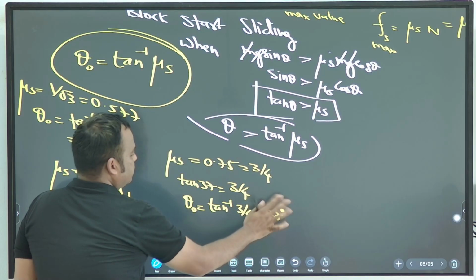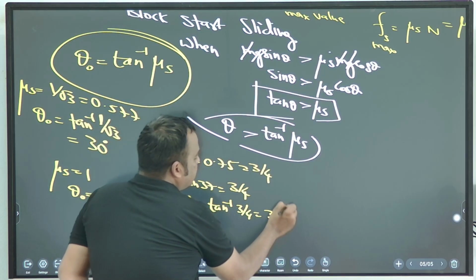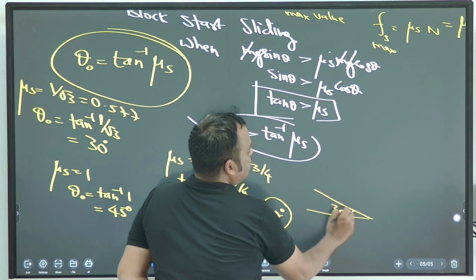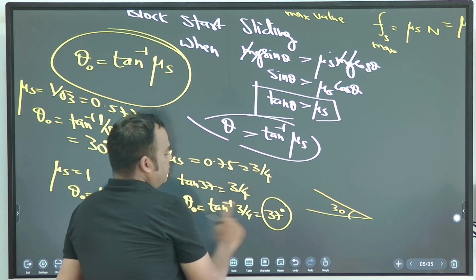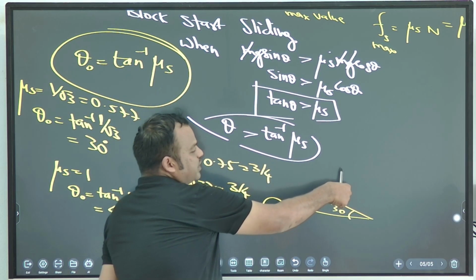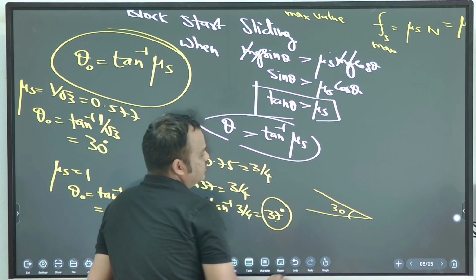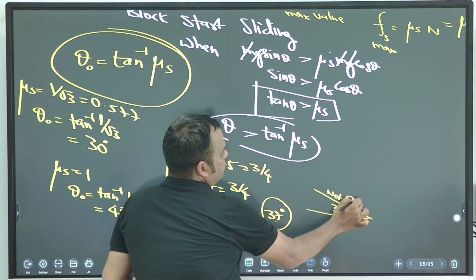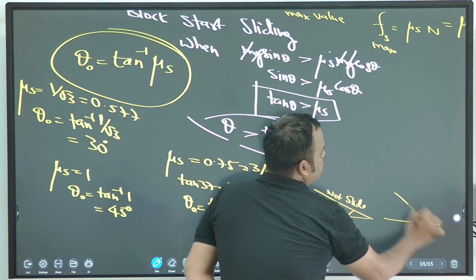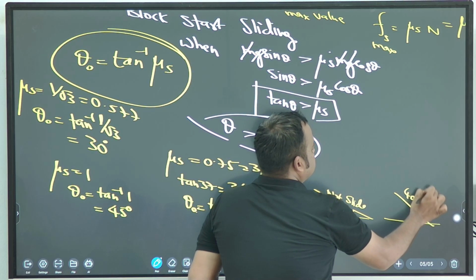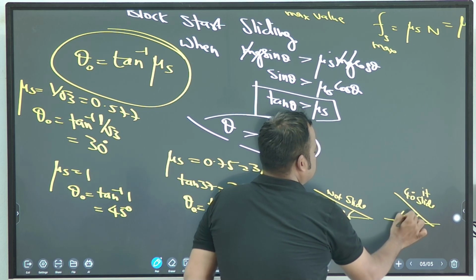Suppose the angle of repose is 37, and you are keeping the block at 30 degrees. It will slide or not? Not slide. And if you keep it at 40 degrees, it will slide or not? It will slide. 40 degrees means it will slide.